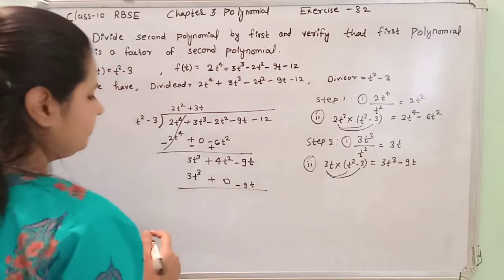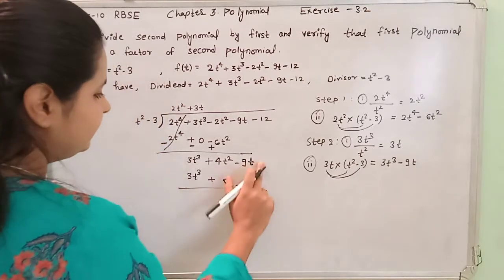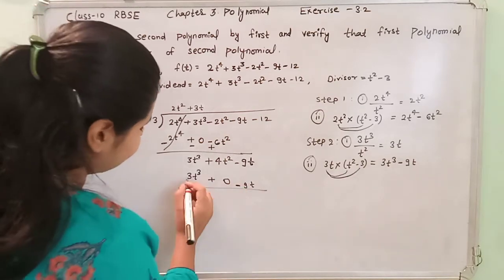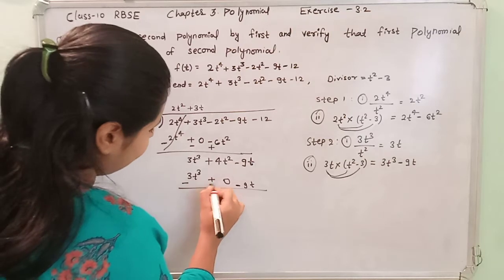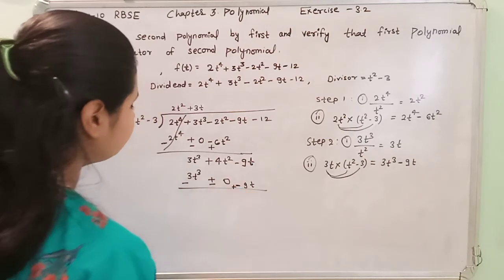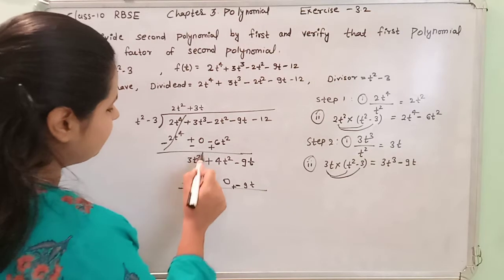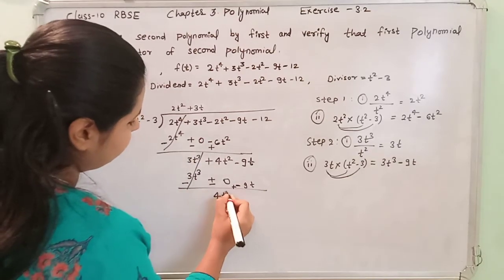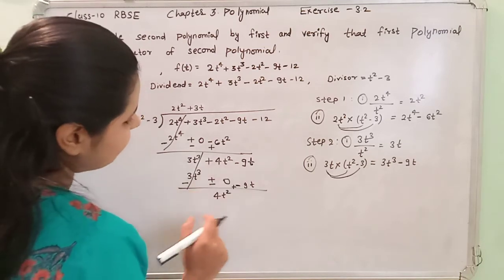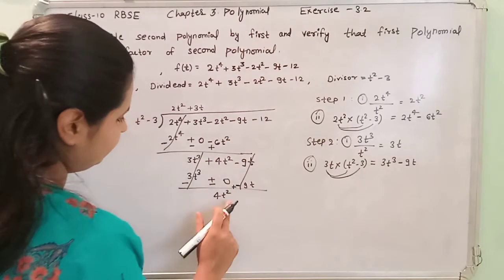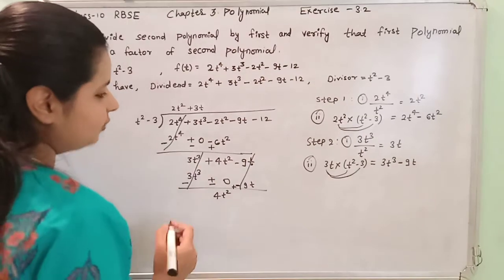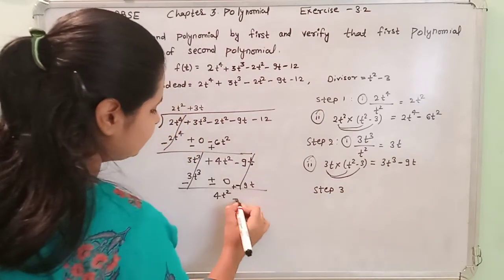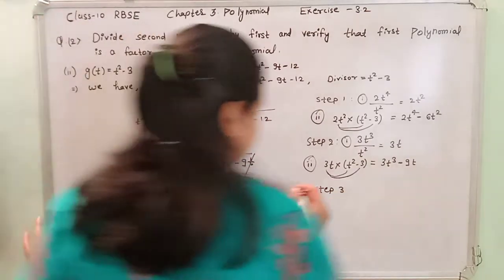Fine. Now these two terms and these two terms are equal. Now we will multiply all the terms with the negative sign. So we will get minus, minus, plus. Fine. So 3t cube can be cancelled by minus 3t cube. 4t square minus 0, so this will be 4t square. Minus 90 can be cancelled by plus 90. So we have only 4t square. Now step third. And we also have one term, minus 12, we will write here. So step third.